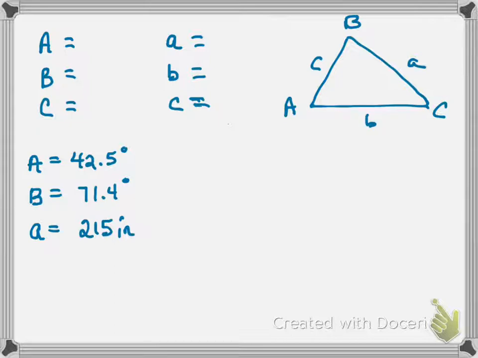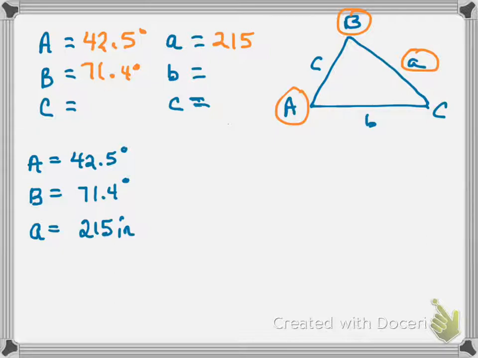So let's see, what do I know? I know that angle A is 42.5, so I'll put that here. I always start with this blank case scenario. Angle B is 71.4, so I know this one. And side a is 215. All right, so I know angle A, I know angle B, and I know side a.